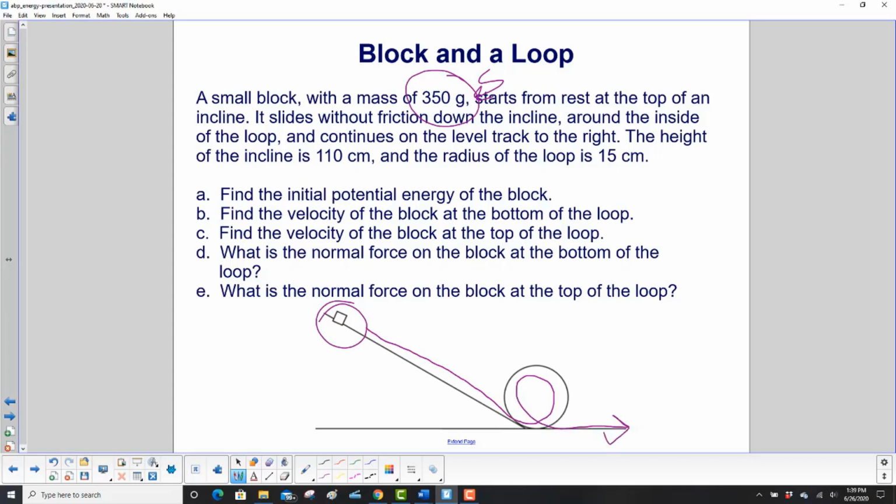The height of the incline is 110 centimeters. Oh, there's another conversion, and the radius of the loop is here. That's another conversion. Find the initial potential energy of the block, find the velocity of the block at the bottom of the loop, then find it at the top of the loop, and then what is the normal force on the block at the bottom of the loop, and then at the top of the loop.